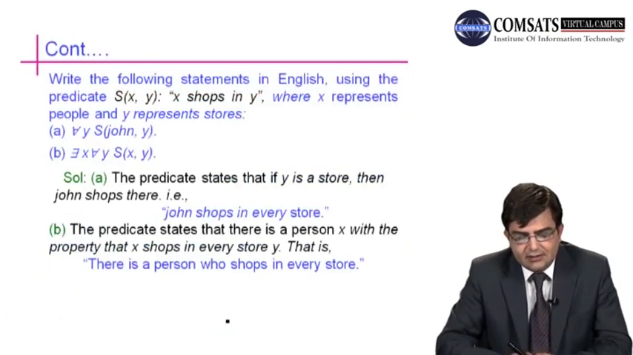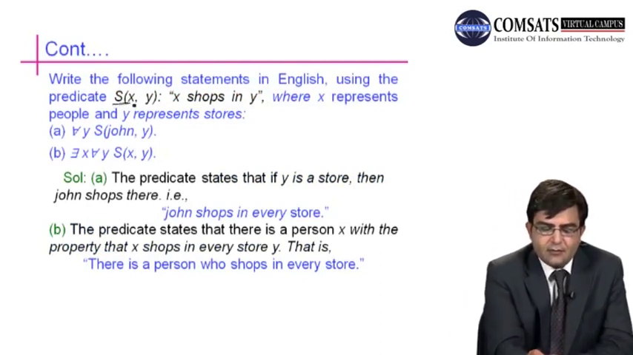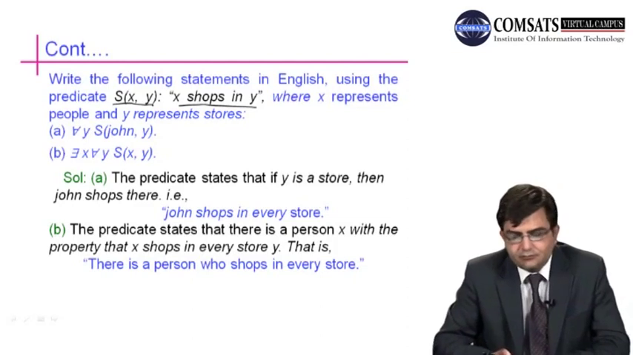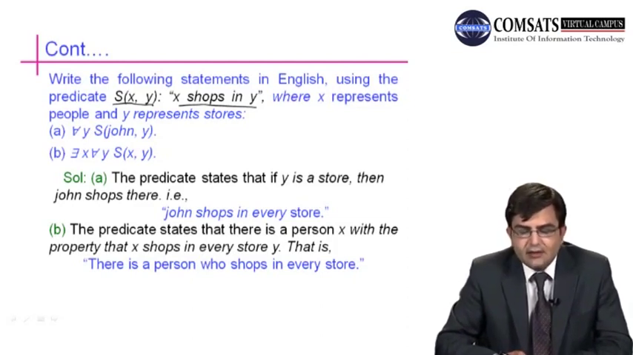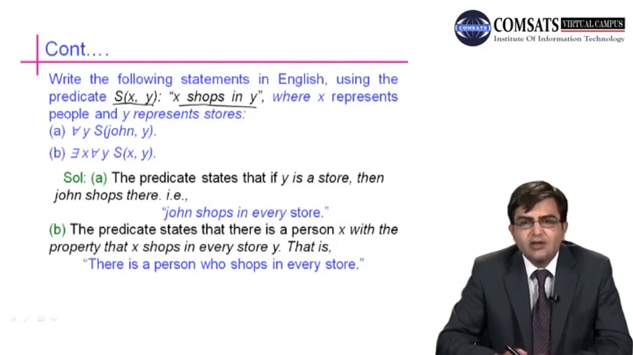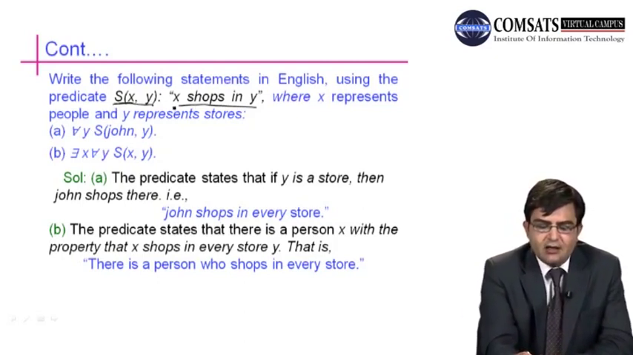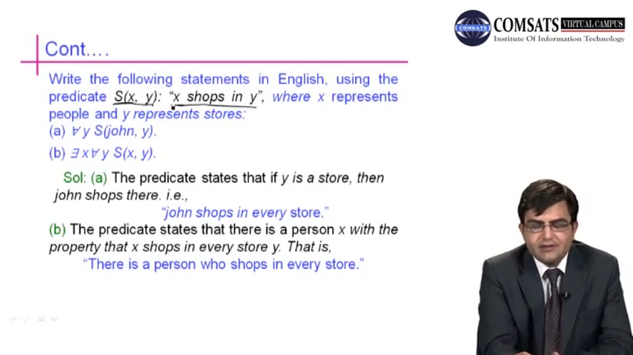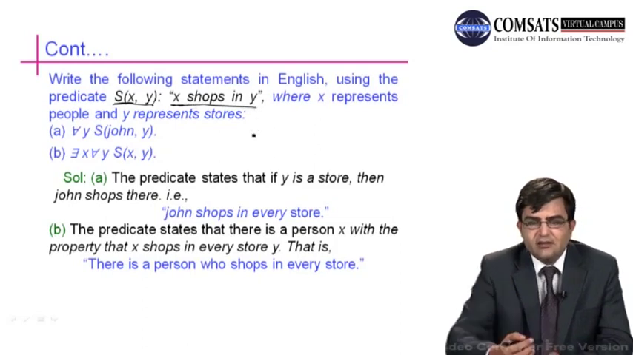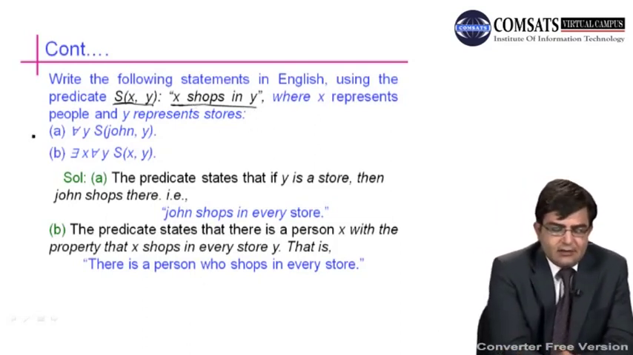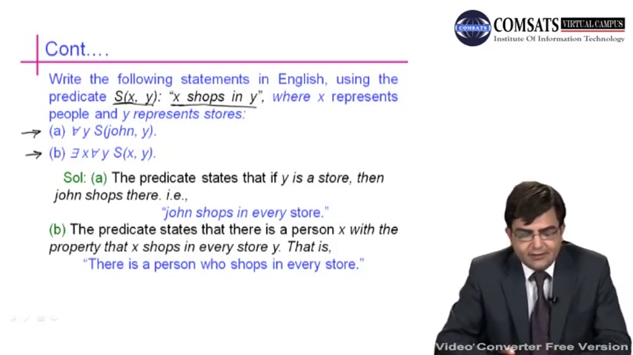So another example of this: write the following statements in English using the predicate S of x y, x shops in y. So x here represents any person, and y represents stores. So people shop in stores. Here this statement represents every person, any person shops in y. So there are two statements here which we have to translate.